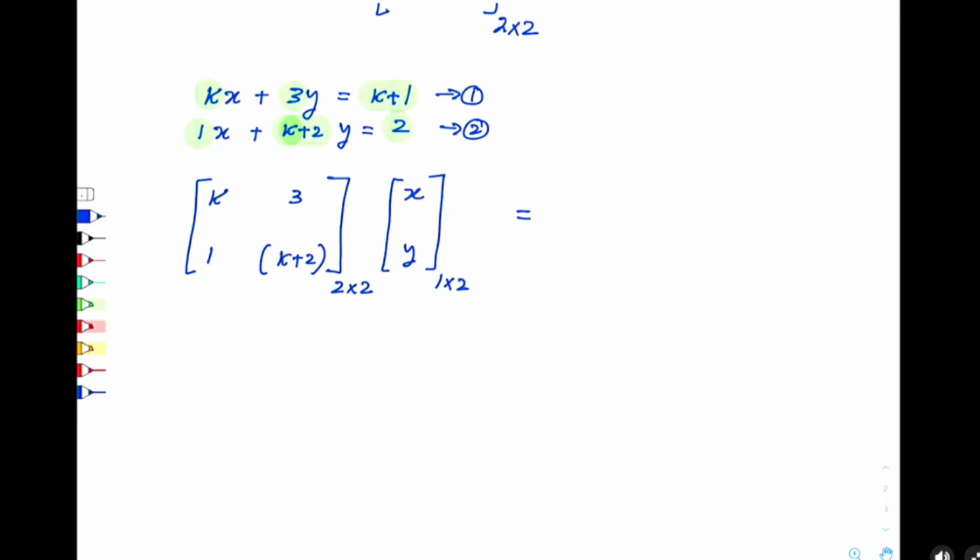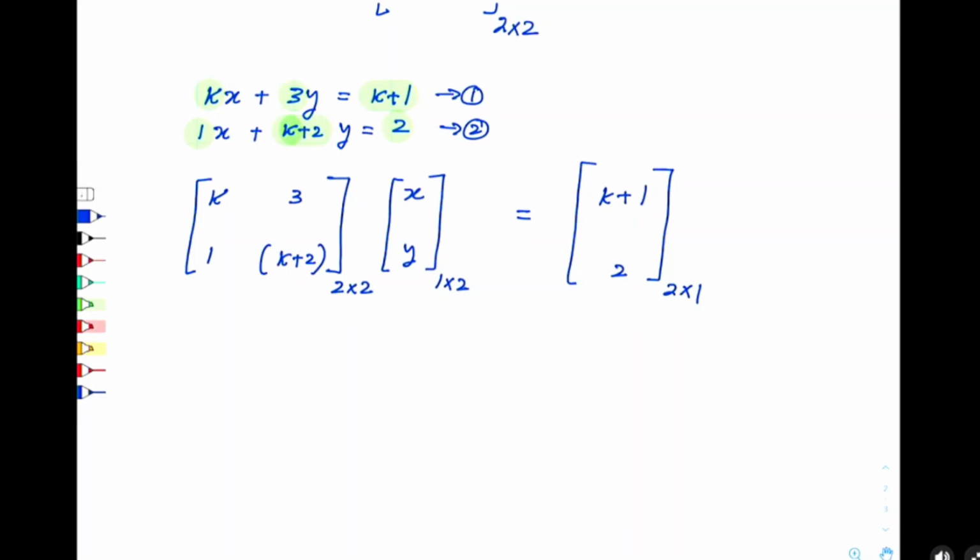Now what is a matrix? It's just how you store the data. There are properties, so there is a multiplication here. Now what would be the output here? The output would be k plus 1 and 2 here, and that would be a 2 by 1 matrix, right? Any question here? Any concern? No? All good?